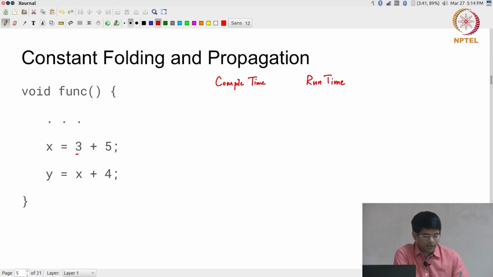This is an example where you can do that. x is equal to 3 plus 5. Why should I do this at runtime? I don't need to actually do an addition at runtime. I can straight away replace this instruction with x is equal to 8 at compilation time.